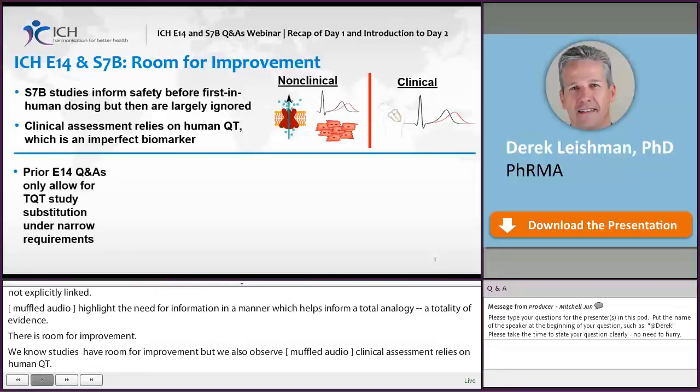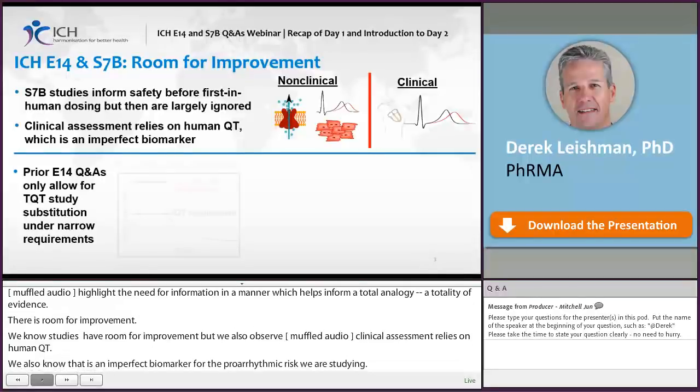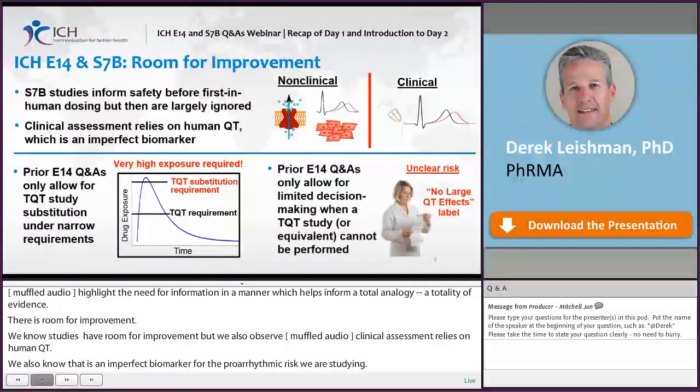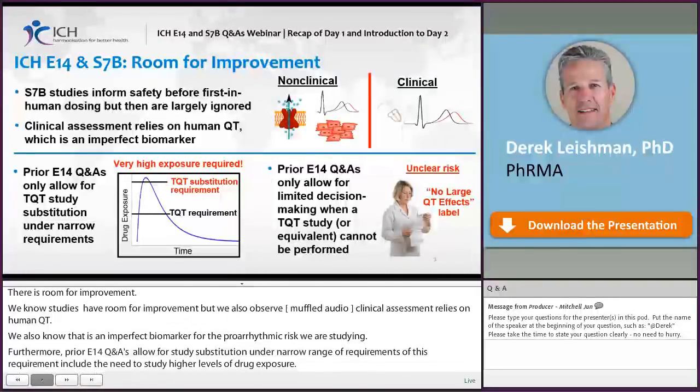Furthermore, prior E14 Q&As do allow for TQT study substitution, but under a narrow range of requirements, and those requirements include the need to study higher levels of drug exposure. In circumstances where a conventional TQT study isn't possible, the clinical evaluation can often be less definitive and result in unclear risk with a no large QT effects label.